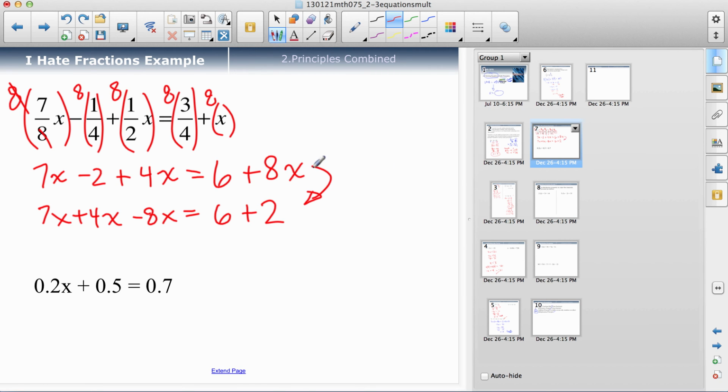Notice I'm skipping some steps there. And skipping steps, no problem with that, as long as you're getting the next step right. If you can do that in your head, perfect. 11 minus 8, this would be 3x, is equal to 8. And then x would be equal to 8 divided by 3. See how I skipped the multiplication or division principle there.